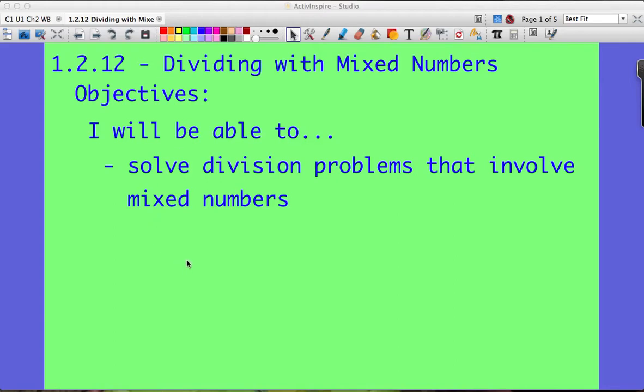Welcome to Lesson 1-12, Dividing with Mixed Numbers. Today we're going to talk about how to solve division problems that involve mixed numbers.